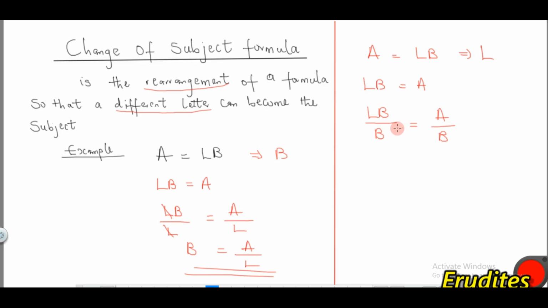This is why it is called an equation. If you divide this side by B, also divide this side by B. That's what makes it equal. Whatever you do to this side, you will also do to the other side. So this B will cancel out this B. With that, my L can stand alone. So my L will be equal to A all over B. This is my answer to this question.